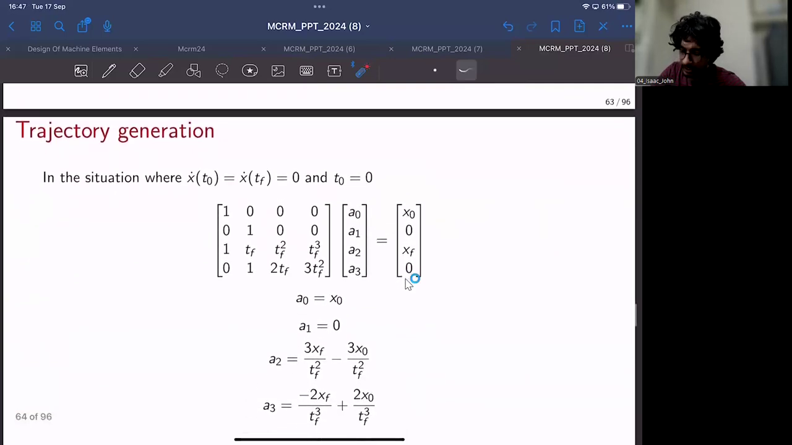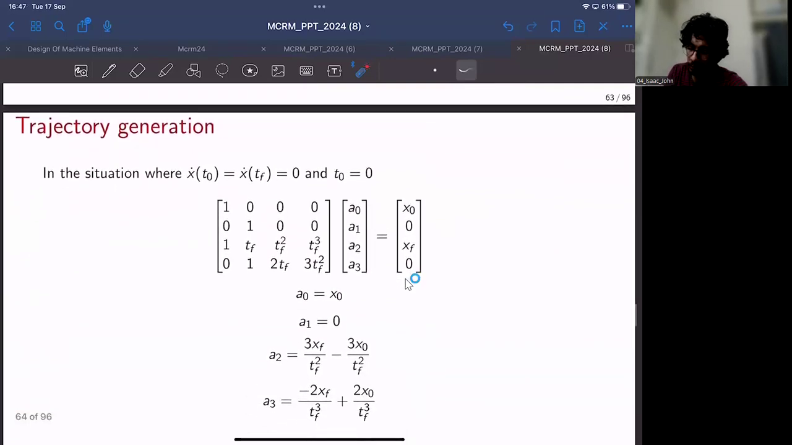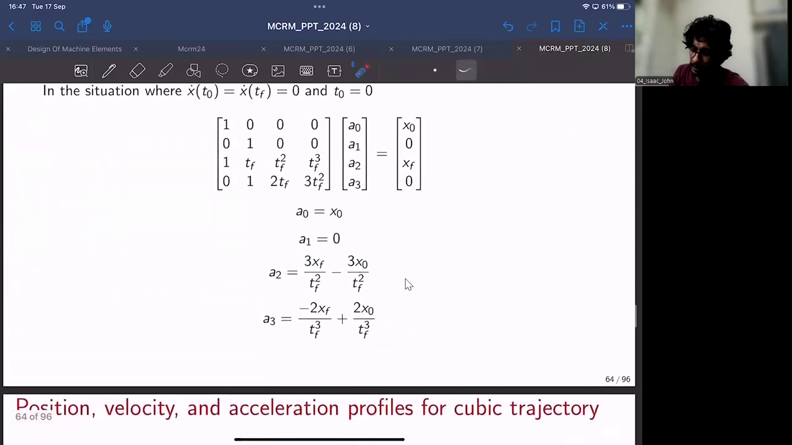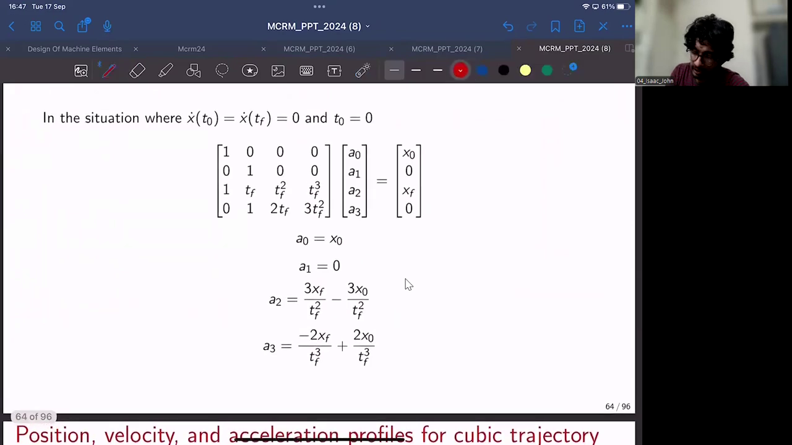In a typical case, you would probably want the initial and final velocities to be zero, and initial position to be x0 and final position to be xf. So you'll have four linear equations and four unknowns, a0, a1, a2, a3. If you solve this system of linear equations, you will be able to obtain the coefficients like this, and you will be able to express the trajectory x as a function of time.